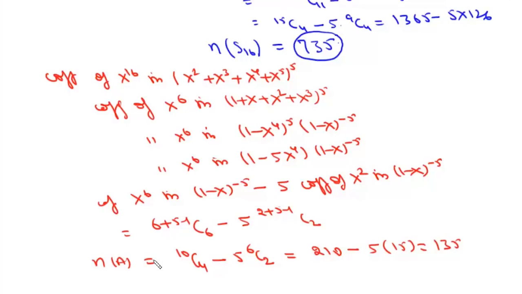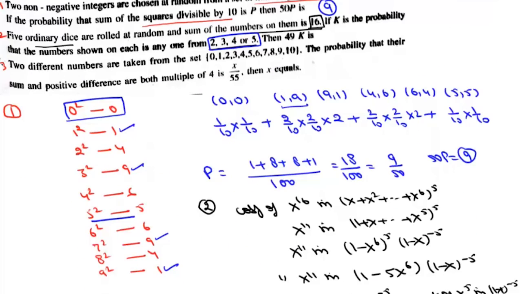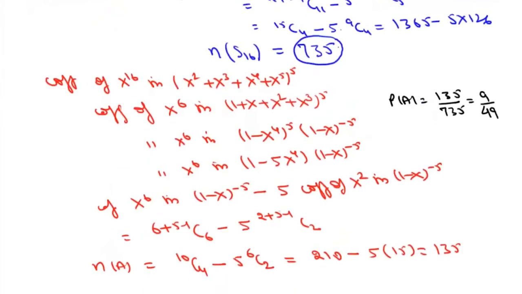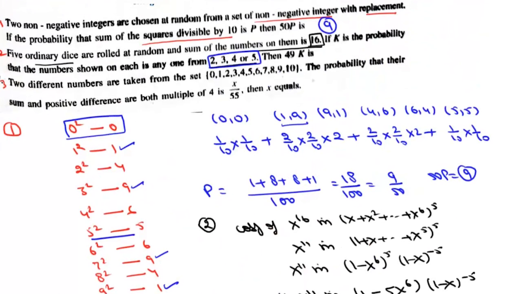Now we can work out this probability. So this probability will now be 135 upon 735 which is 9 by 49. And the question says this probability is K and we have to find the value of 49K. So if we look at this, the value of 49K is simply 9. So the answer to this question is simply 9.